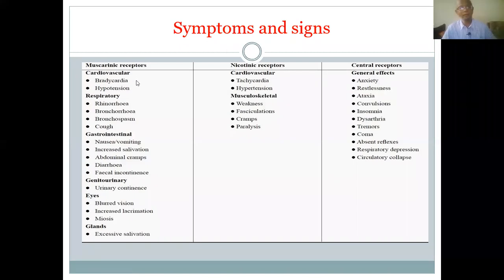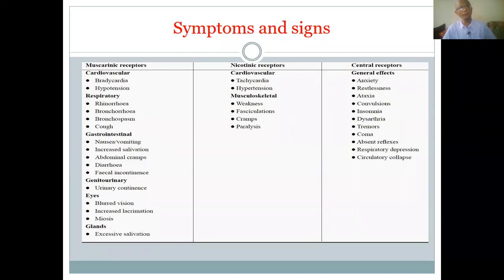In muscarinic effects, in case of cardiovascular system, you may get bradycardia and hypotension. But say if the nicotinic features are predominant, you may get the reverse. That is, a patient may present with tachycardia or hypertension. In respiratory features, muscarinic effects are rhinorrhea, bronchorrhea, bronchospasm, and cough. So, if you auscultate the lung, you will get wheeze, and there is also some crepitation due to increased secretion. All secretion will be increased.